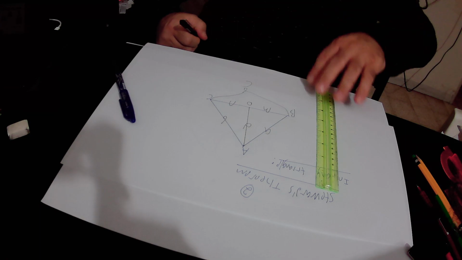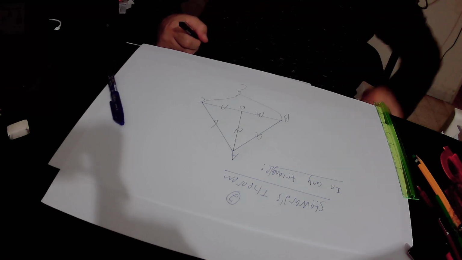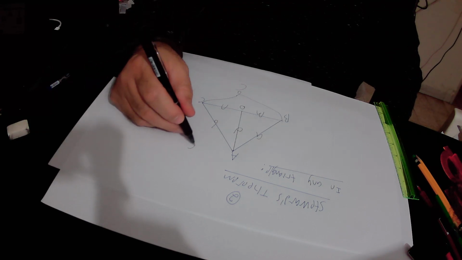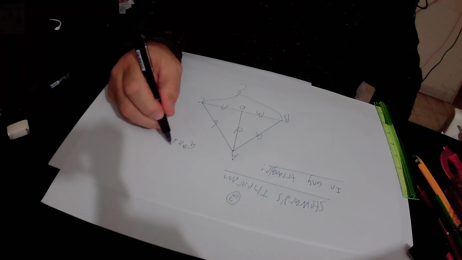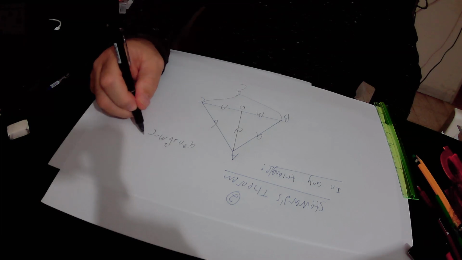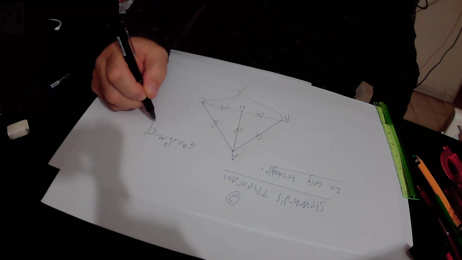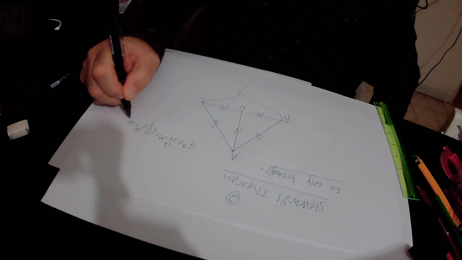Then, according to Stewart's theorem, the following equation will be true. That A squared times N plus B squared times M equals C, we'll open brackets, C times D squared plus M times N.